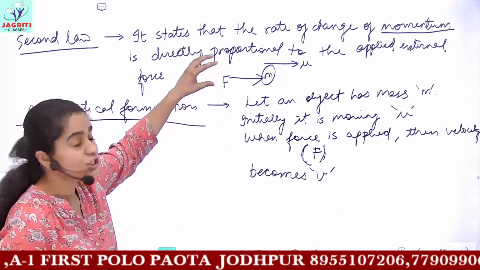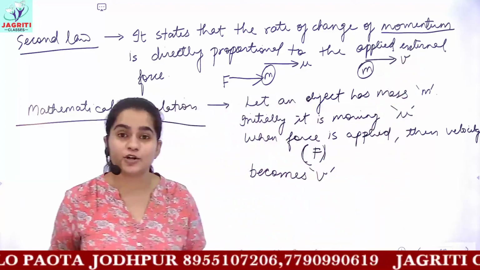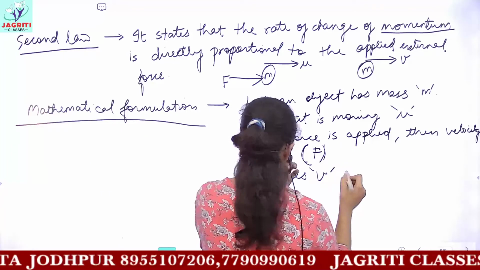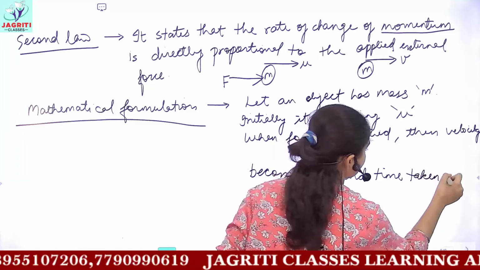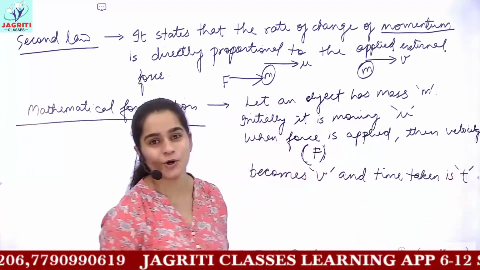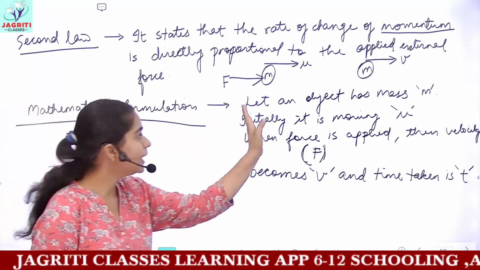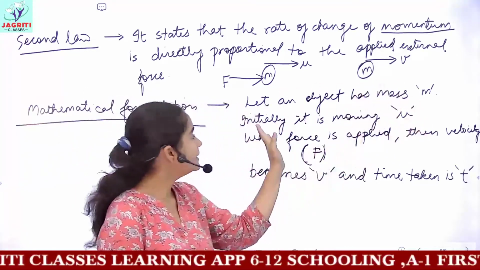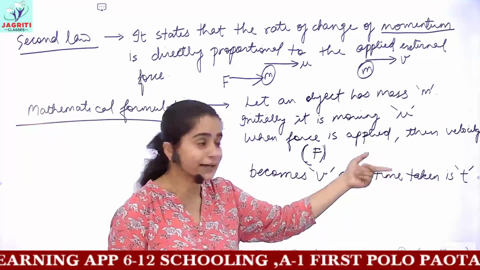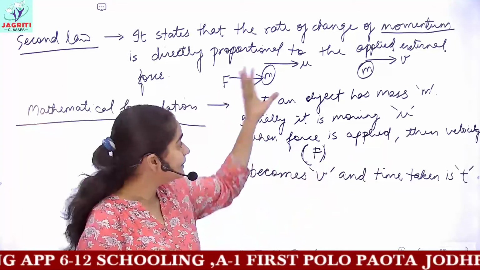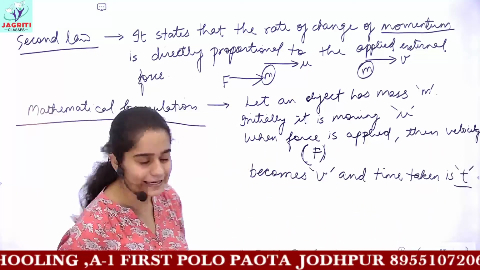So after the application of external force, now the object is moving with the velocity v. And the time taken for this velocity change is represented by small t. So we are starting the derivation or mathematical formulation. We have assumed that an object has mass m, it is moving with initial velocity u. When a force F is applied on the object, then the velocity becomes v, and the time taken in this velocity change from u to v is denoted by small t.